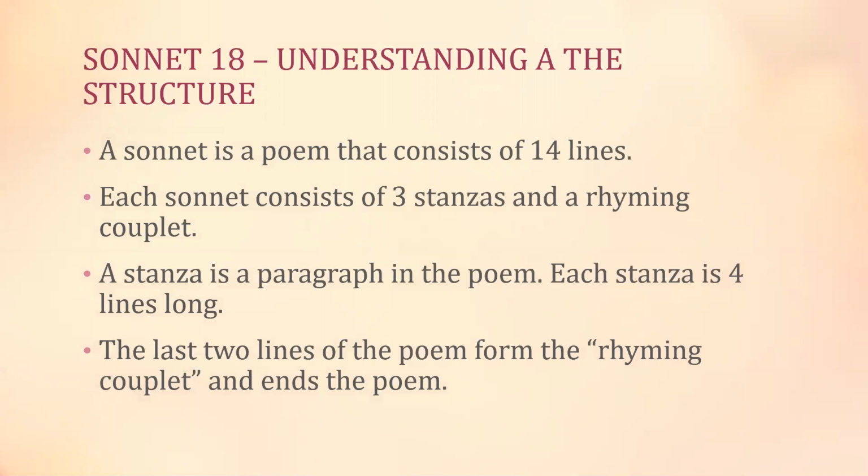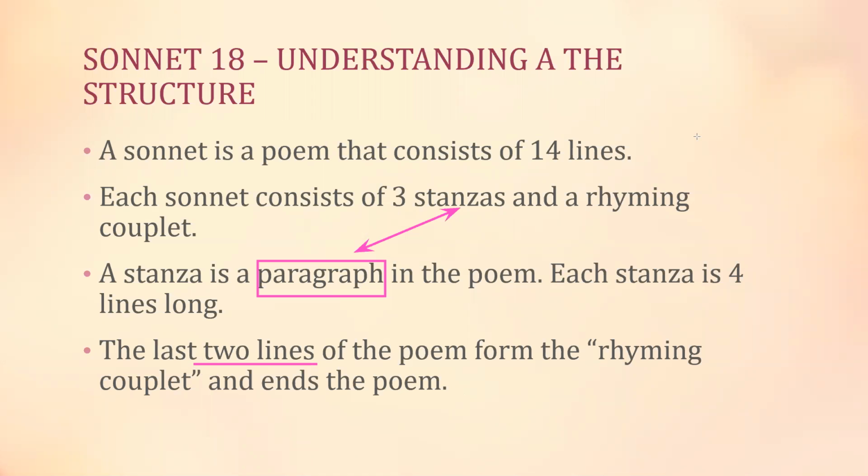So a sonnet is a poem that consists of 14 lines. Each sonnet consists of 3 stanzas and a rhyming couplet. A stanza is a paragraph in the poem. And each stanza itself is 4 lines long. The last 2 lines of the poem are very important. The last 2 lines of the poem form the rhyming couplet, and this creates the basic structure of our Shakespearean sonnet. Right, let's move on.